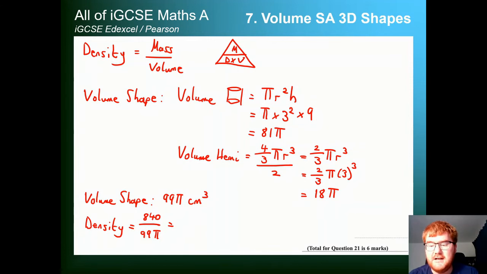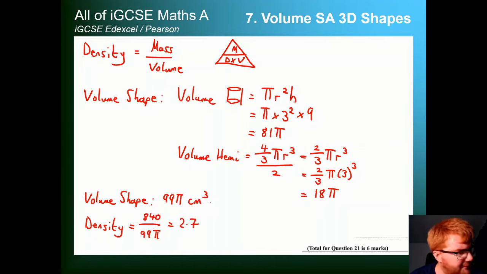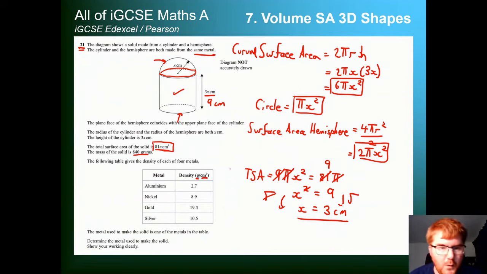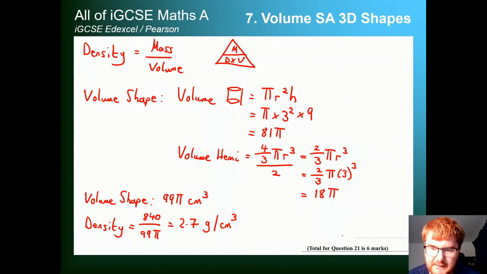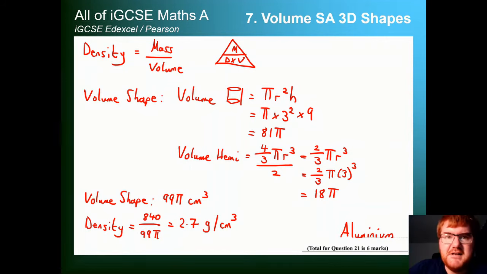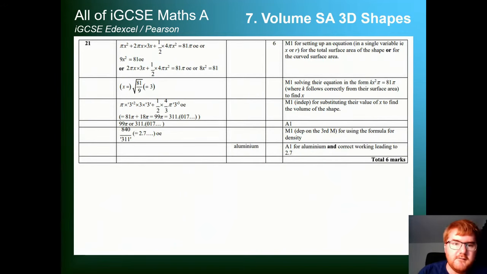And this is where we certainly hope that we get one of the answers in our table. So we get the answer of 2.7 grams per cubic centimetre. Do we have 2.7 in our table? We do. Excellent. We have aluminium. So our final answer will then be equal to aluminium, like so.